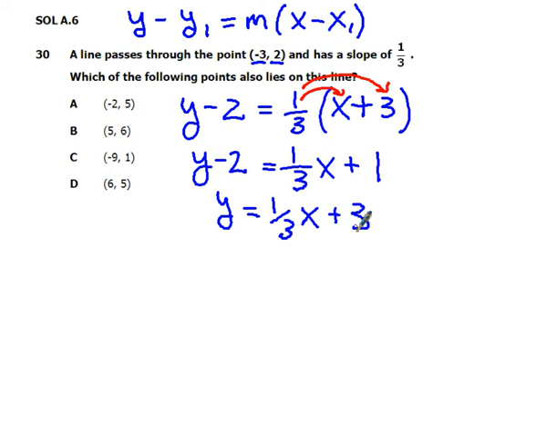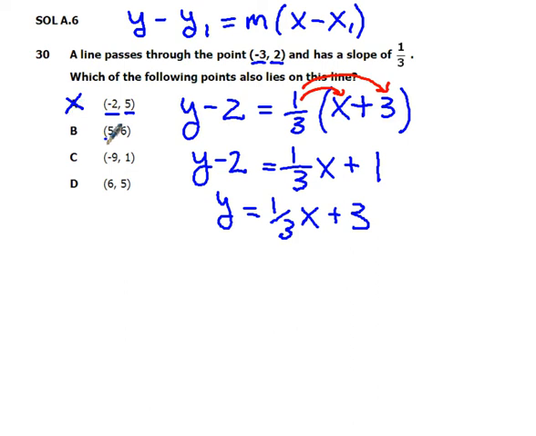Since we're going to be multiplying x times 1/3, in other words dividing by 3, if we plug -2 in for x, we're going to end up with a fraction. And our y values are integers. So that's probably not a good one to check, because when you plug that in, you're going to end up with a fraction, and a fraction is never going to equal an integer. So that would not be an answer we need to check.